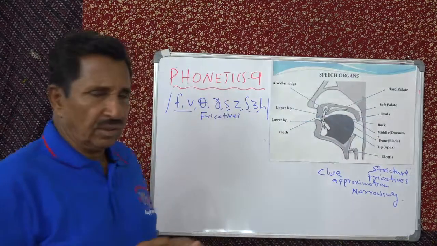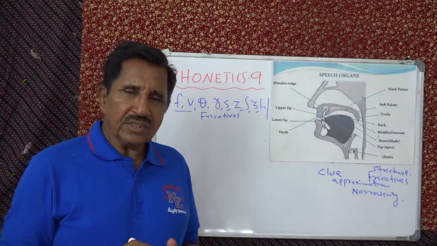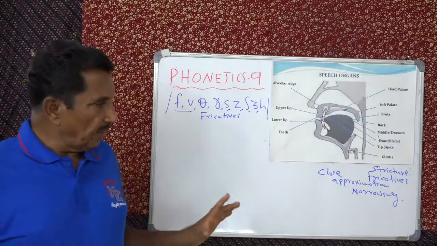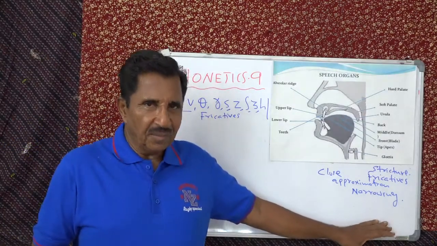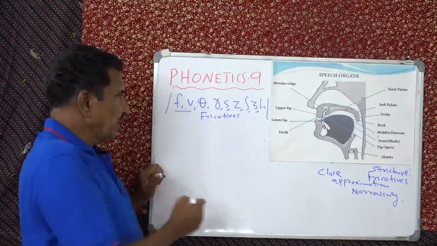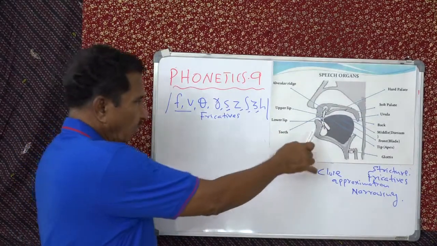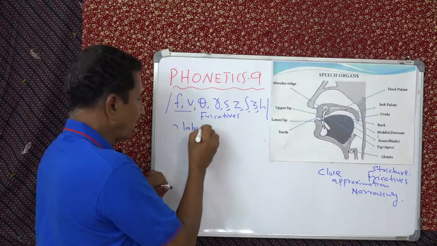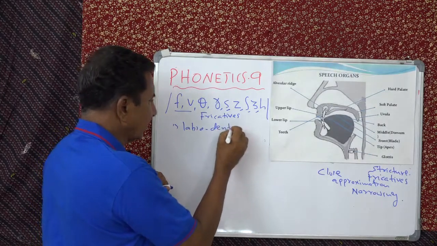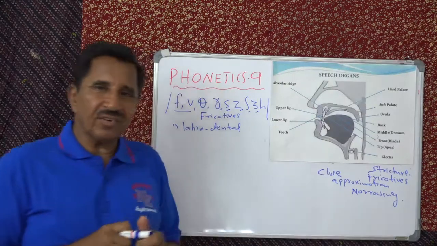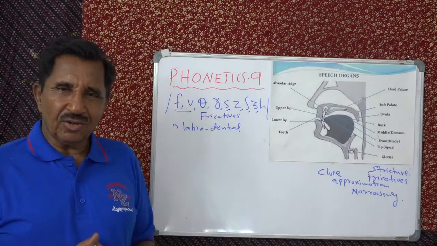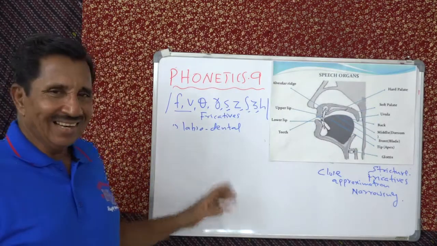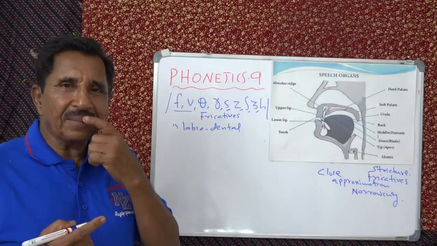Now, who does this work? Which are the organs involved in narrowing? Depending on that, you can say the place of production. Manner of production is friction, fricatives. Place of production, you can see the first two, that is lower lip and upper teeth. So lip we say labio, dental. Dental is the adjective from teeth, no? Teethal we don't say, there is no word in English, teethal. You don't say teethal doctor, you say dental doctor. So this is dental. Labium is lips.